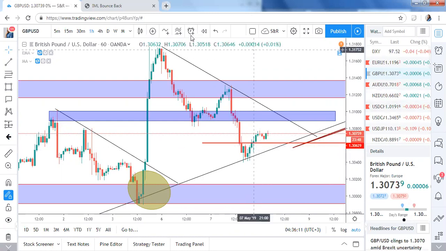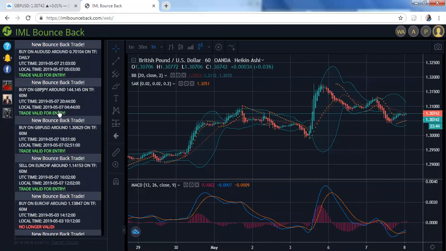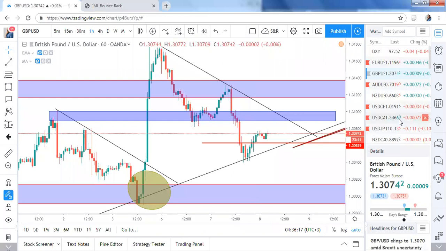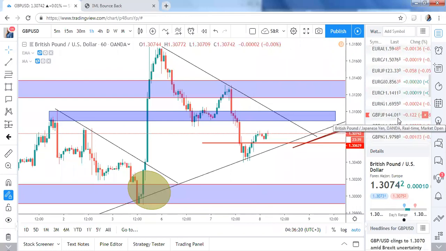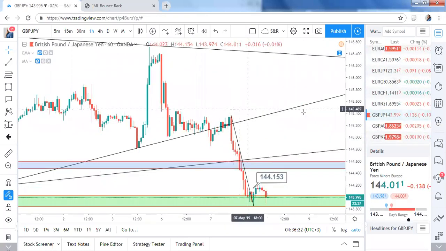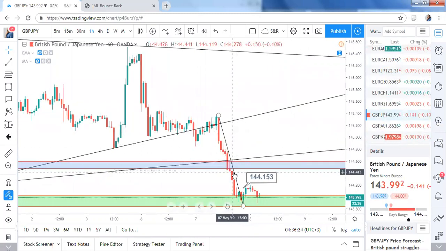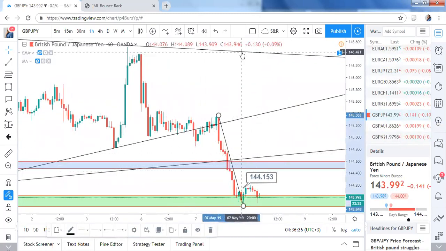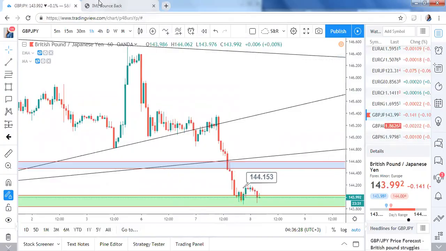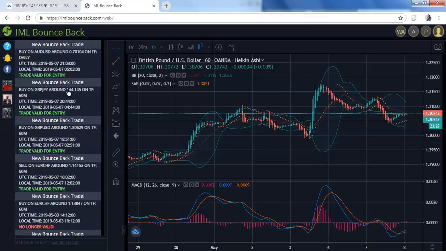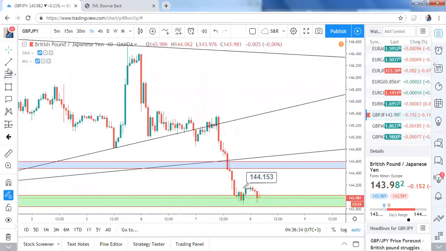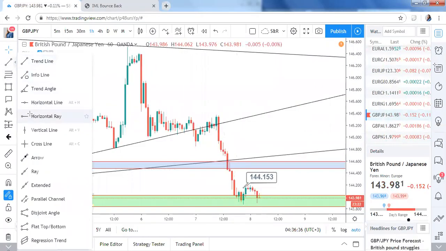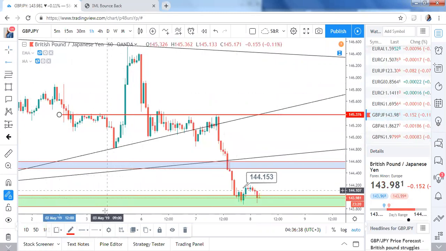Right? So I hope that this is being useful. I'm going to do one more. We're going to do GBP JPY. So let's do GBP JPY. All right. This was a nice one. So GBP JPY called a buy from Bounce Back at 144.145. So let's look for that.